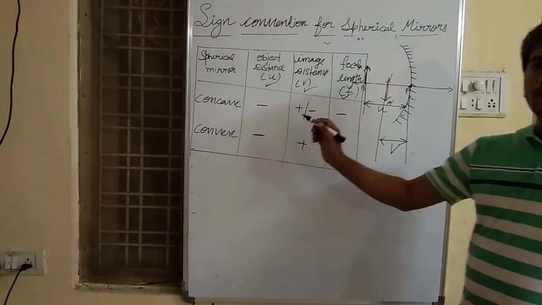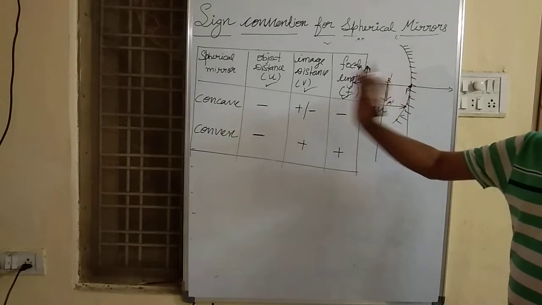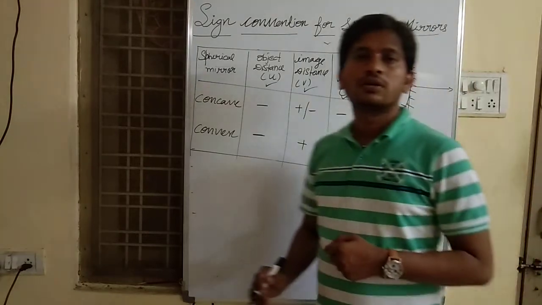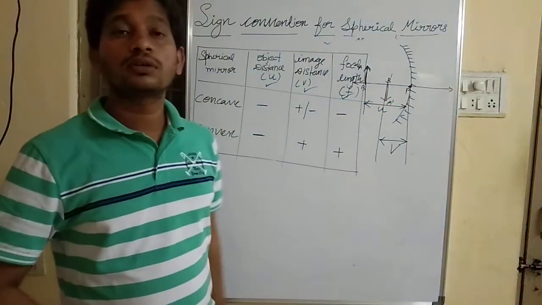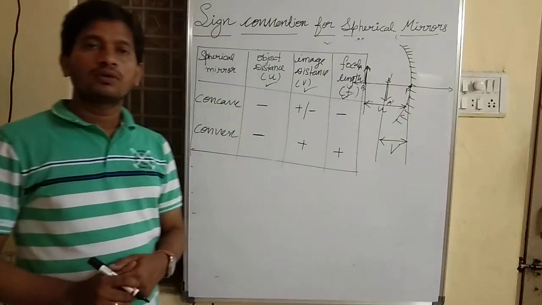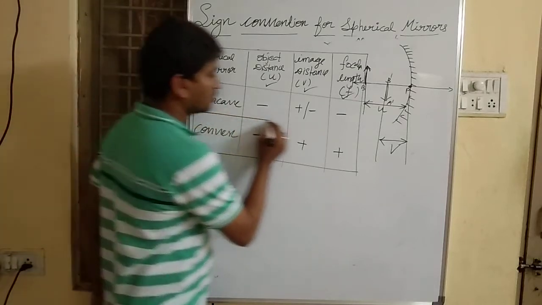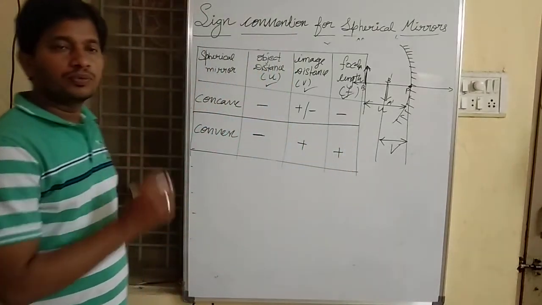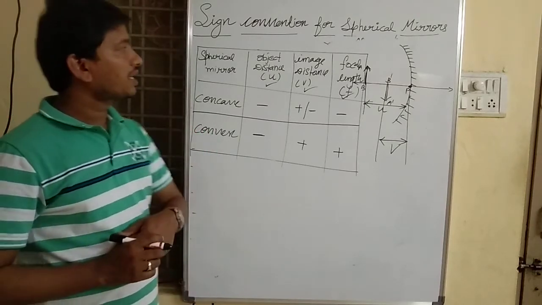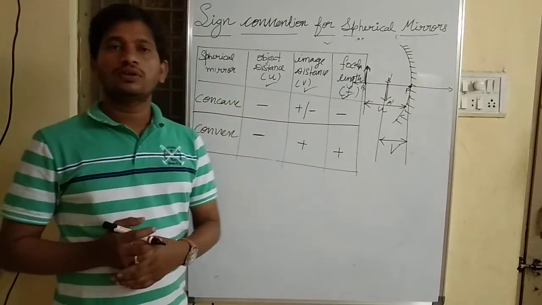This table plays a crucial role when we are finding object distance, image distance or focal length, for finding characteristics of an image, the position of an image, the position of an object, and the focal length. I hope you understood today's session about sign convention for spherical mirrors and the conclusions we have observed from it.